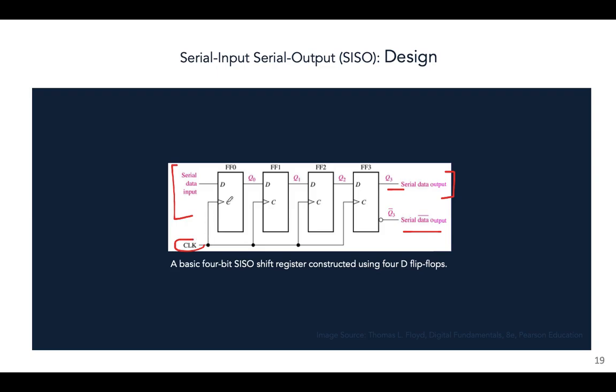A common clock pulse controls the flow of the data, that is the shifting of the data from the first flip-flop to the next, and from the next to the next, and so on through the entirety of the register. So a common clock pulse goes to all the flip-flops simultaneously.